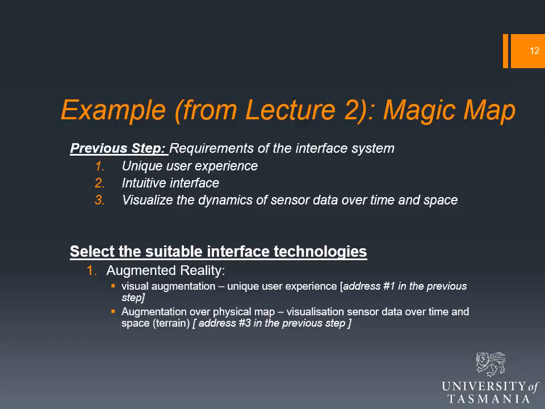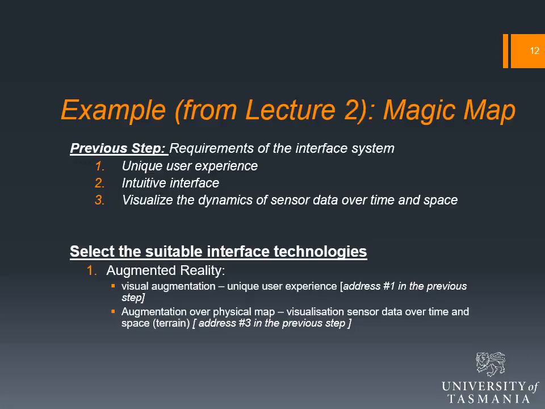So for example, what augmented reality provides is a visual augmentation. This will provide a unique user experience. At the time that we developed this many years ago, there were not many AR applications available to the general public, which, as stated in step 1, is our target audience. So seeing something overlaid on top of another is quite unique. This would directly address number 1 in the interface requirements: unique user experience.